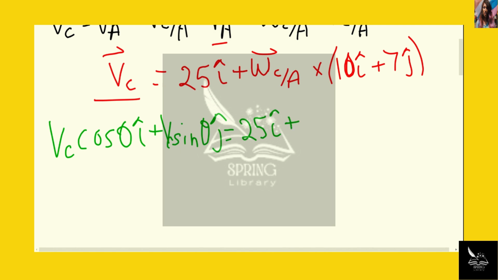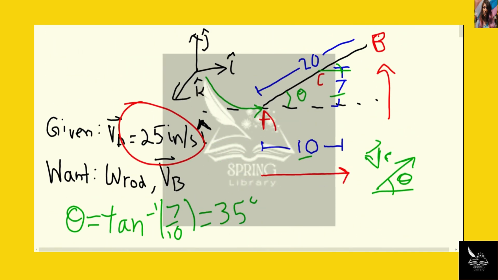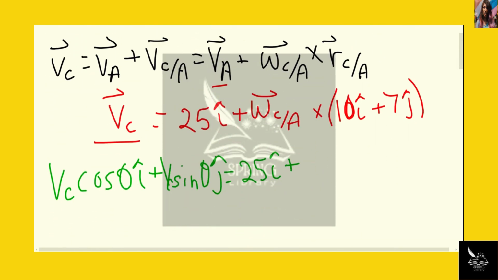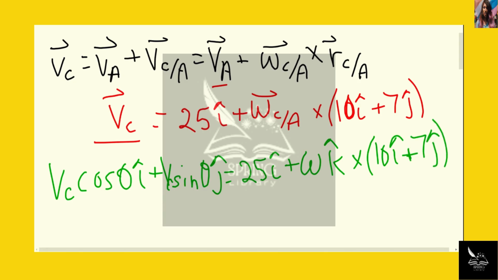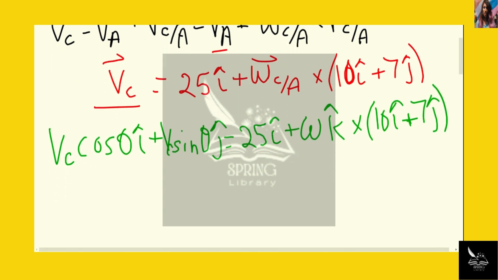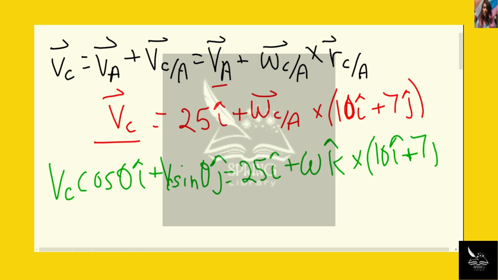omega CA is actually just omega rod because we're dealing with a rigid body, and the angular velocity of the entire rod is going to be the same as the angular velocity between the points C and A. So we can go ahead and write that as omega rod. I'm just going to write that as W, omega K hat crossed with 10 I hat plus 7 J hat.